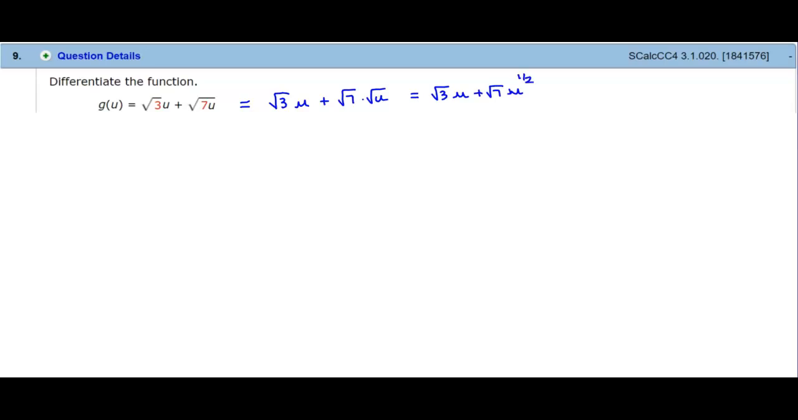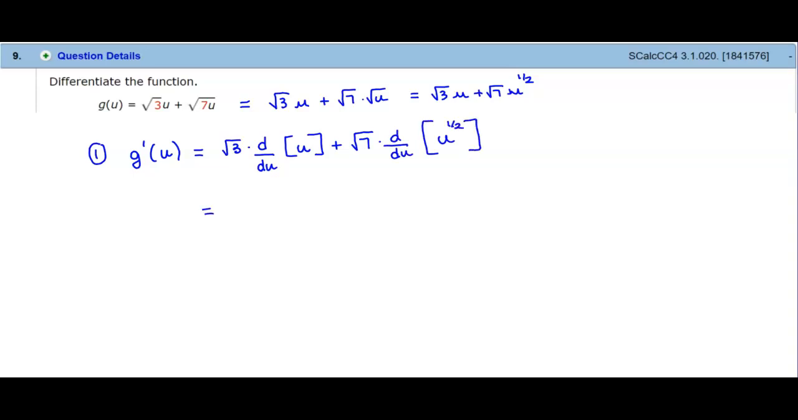Okay, so now we can take the derivative of this function. So we have g prime of u, which is going to equal the constant, the square root of 3, times the derivative with respect to u of the variable u, plus we have the square root of 7 times the derivative with respect to u of u to the 1/2.